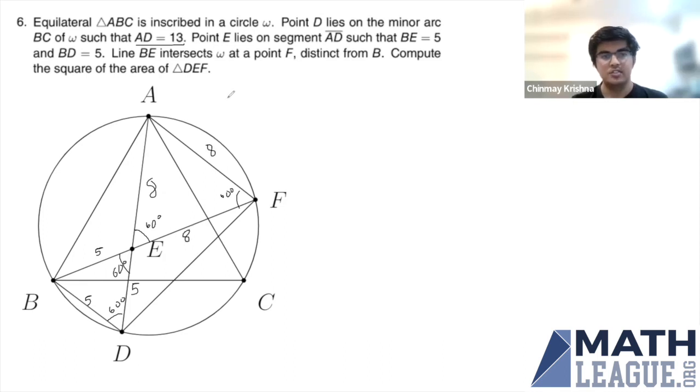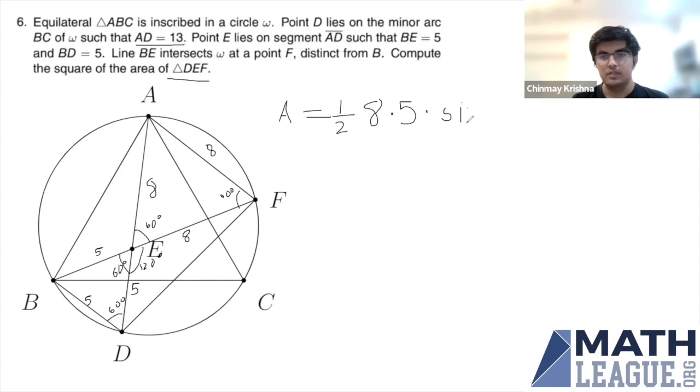And now the question is asking us to find the square of the area of DEF. So we know two sides and the angle in between, since this would be 180 minus 60, which is 120 degrees. Then what we can use is the formula that the area is equal to 1/2 times side 1. Let's just call that 8. And times side 2, which is 5, and then times the sine of the angle in between. So times the sine of 120 degrees.